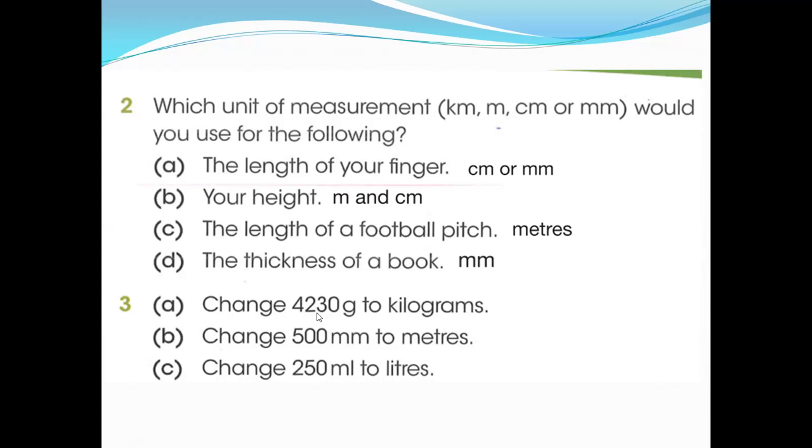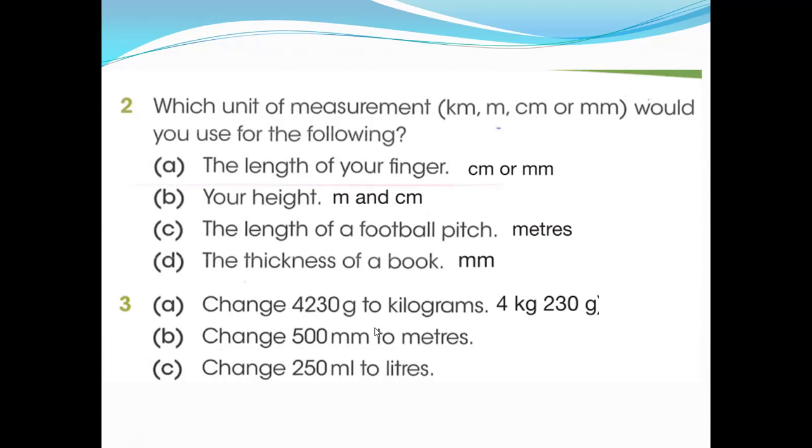Change 4,230 grams to kilograms. Very easy. 1 kg equals 1,000 grams. So this is 4,000. So we write here 4.230 kg, or we can also write 4 kg 230 grams. Change 500 millimeters to meters.